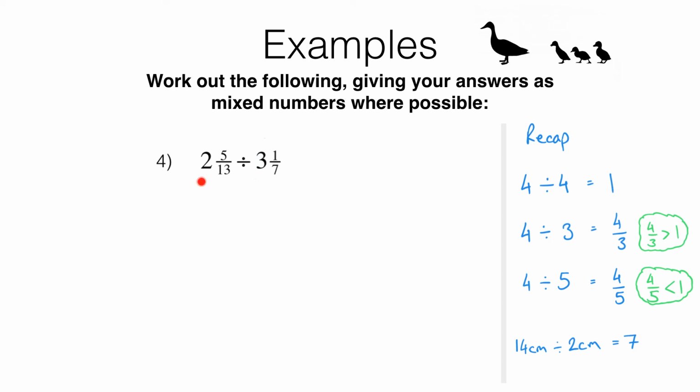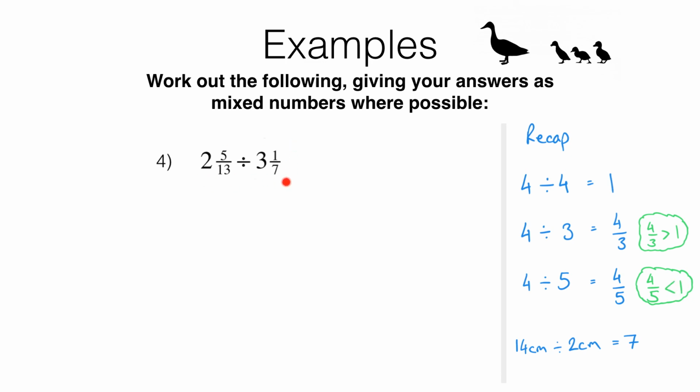Here's the final example. Again, before you do any serious working out, just try and predict, is the answer going to be greater than 1 or less than 1? Pause the video and have a quick think. Hopefully you spotted that the answer is going to be less than 1 because we've got a smaller quantity, 2 and a bit basically, divided by a larger quantity, 3 and a bit. So it's like this example on the right hand side, a smaller quantity divided by a larger quantity, which means we'll get an answer that's less than 1.